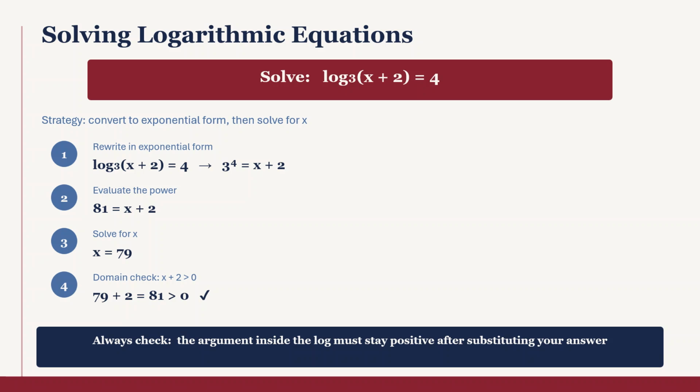Step 3. Solve for x. Subtract 2 from both sides. x equals 79. Step 4. Domain check. Plug x equals 79 back into the original log argument. x plus 2 equals 81, which is greater than 0. The domain is satisfied. Final answer: x equals 79.